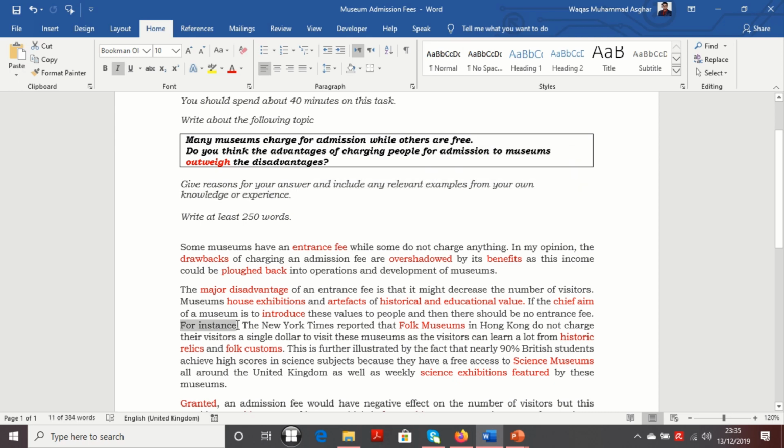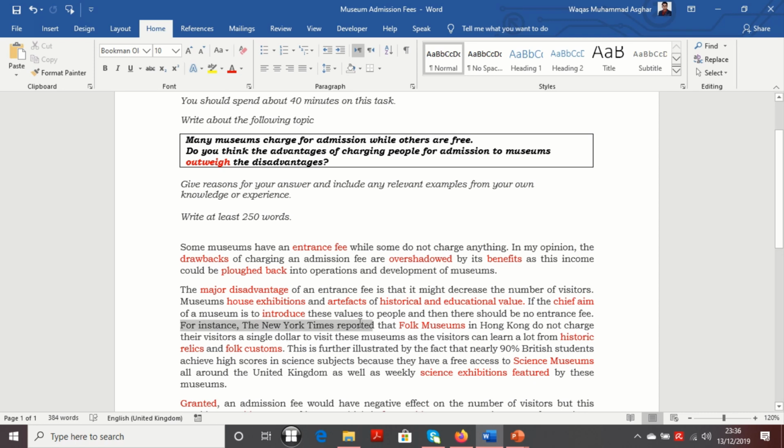For instance, the New York Times reported that folk museums in Hong Kong do not charge their visitors a single dollar to visit these museums, as the visitors can learn a lot from historic relics and folk museums. Now I will give another example in order to increase my word count and also to increase the quality of my body paragraph. But first I would like to read my example again.